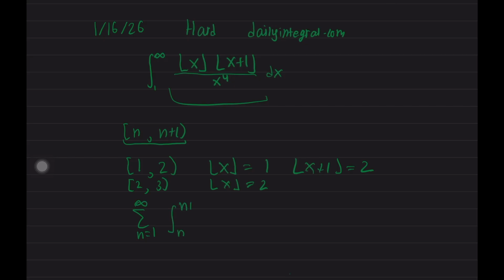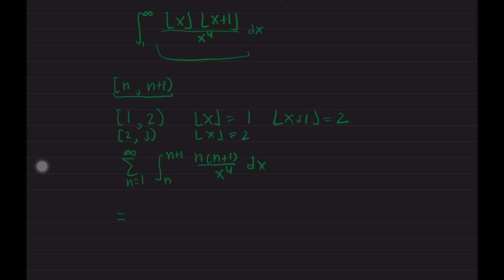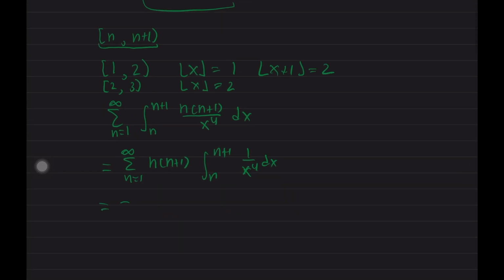So this will now become the sum from n equals 1 to infinity of the integral from n to n plus 1 of n times n plus 1 over x to the fourth, since x to the fourth has to remain the same. Now we can take out the n times n plus 1, and we have the integral from n to n plus 1 of 1 over x to the fourth dx.